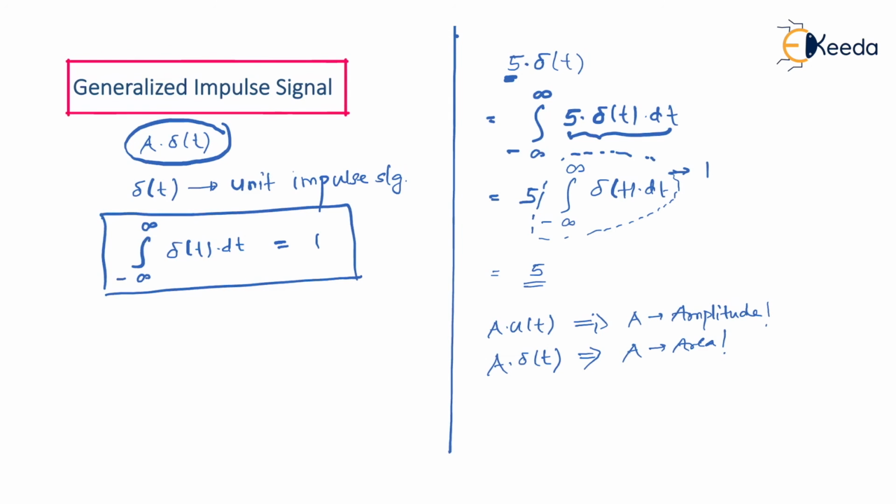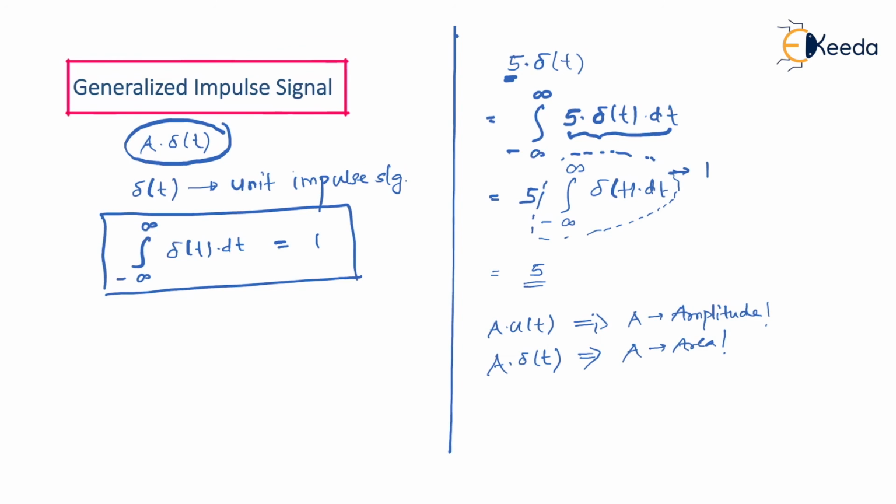Now the question is, if the area of the impulse signal is changing, what does that mean? Is it changing the height? The answer is no. It is not going to change the height. In fact, height is going to remain infinity. What's the reason height is going to remain infinity? Because it is a short duration signal. So height is not going to change. Only the area is going to change.